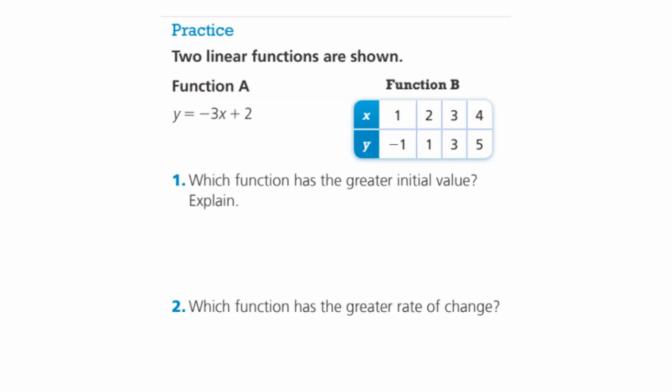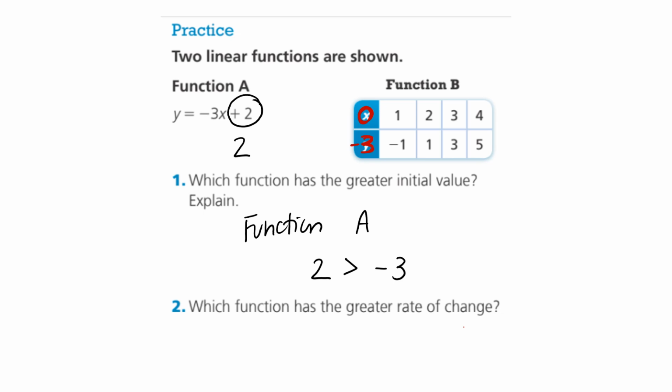Linear functions are shown. Which function has the greater initial value? So for graph A, the initial value is +2. For the table, we want the value of 0. So our pattern here would go 0, 1, 2, 3, 4. Going the opposite direction, 5, 3, 1, and -1, they're going down 2. So that puts our value at -3. And so function A has the greater initial value. 2 is greater than -3.